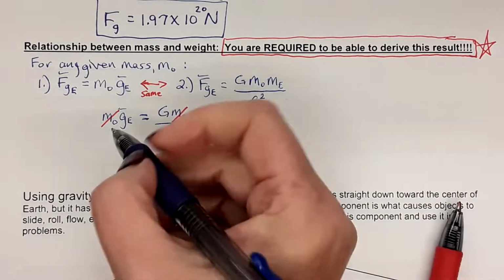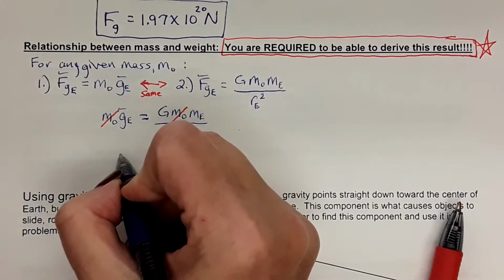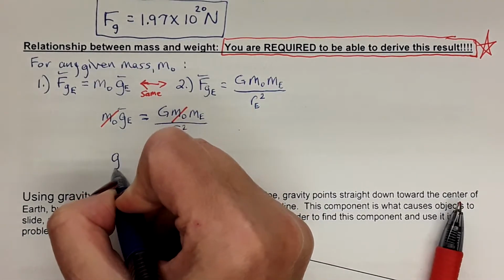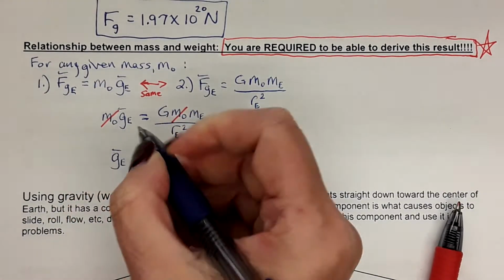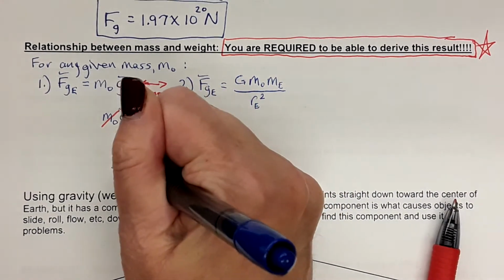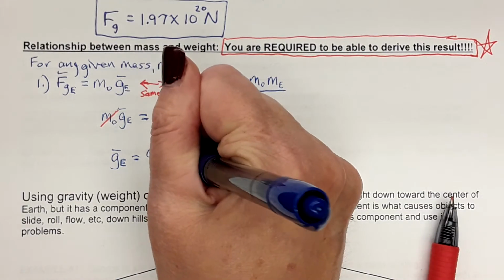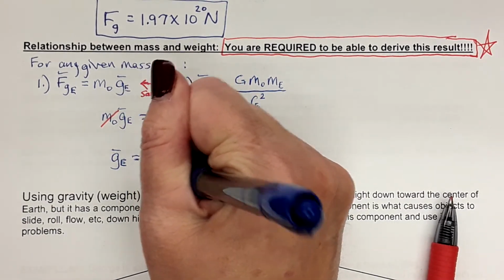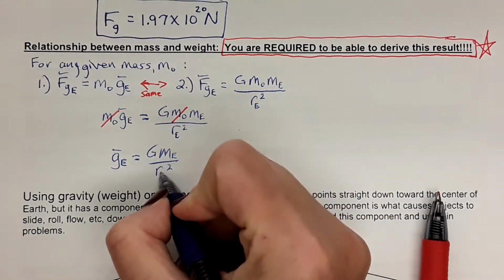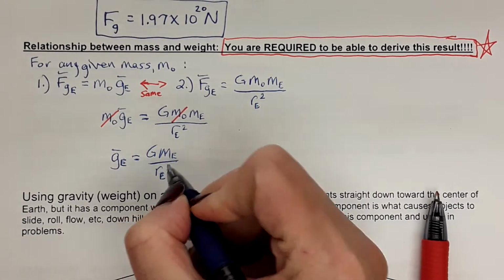What does that leave us with? That leaves us with G sub E on this side equals big G times the mass of the Earth over the radius of Earth squared.